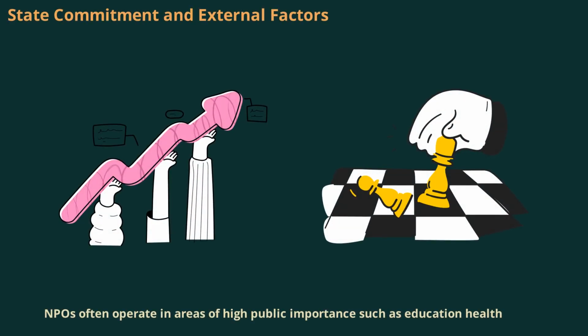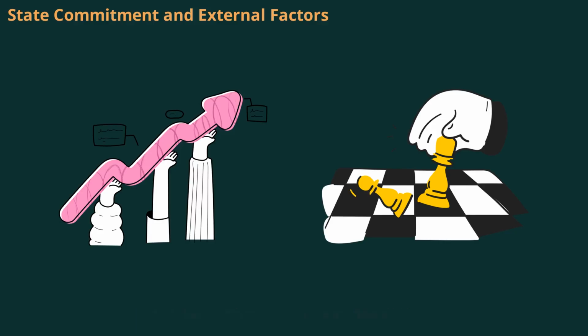NPO often operate in areas of high public importance, such as education, health, or housing. However, the performance of these organizations can be heavily influenced by the commitment and actions of the state or government. Sometimes, government agencies themselves operate as NPO, and their performance can overshadow or limit the impact of independent organizations. Since these external factors are beyond the control of most NPO, accurate forecasting and adaptability become essential.